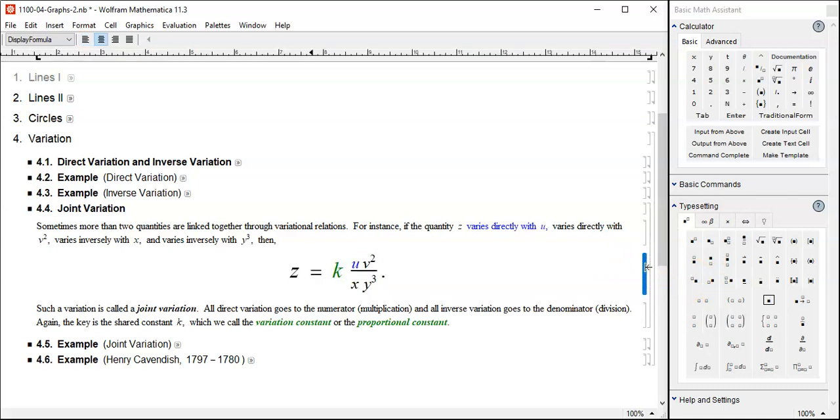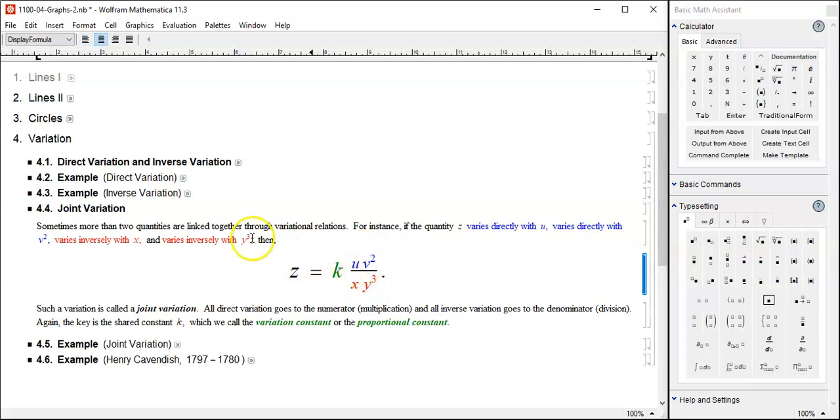I need an even bigger font here. Next, varies directly with V squared. Not just V, but V squared. So it's a multiplication by V squared, and there you go, it's in the numerator. Direct variation is multiplication, so they go to the numerator. How about the inverse variation? Varies inversely with x, so that's division, and consequently that goes to the denominator, and we have one more here. Varies inversely with y cubed, so y cubed goes to the denominator, like that.